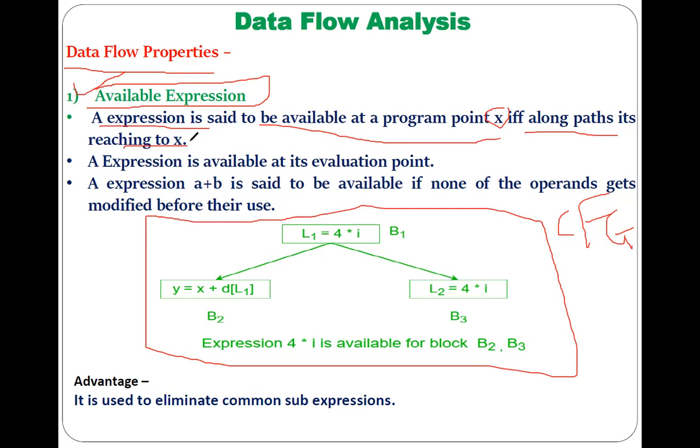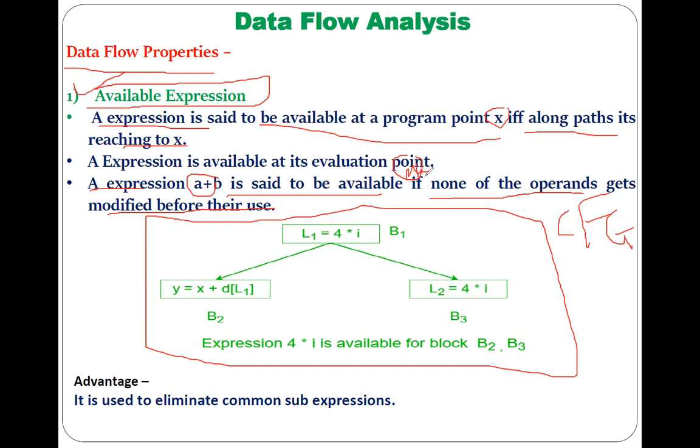In another way, you can define it. An expression, for example, the expression A plus B, is said to be available at point X in the program if none of the operands get modified before their use. What? Expression A plus B is said to be available at some point X if none of the operands get modified before their use. None of the operands means until this expression A plus B is available at this point.